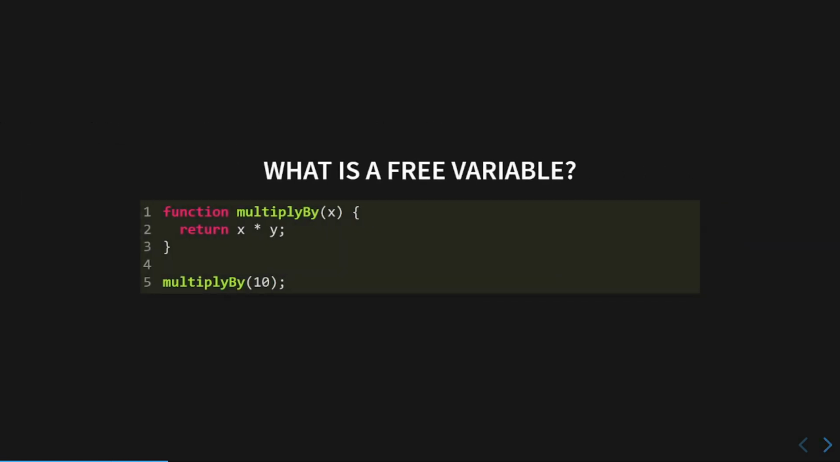So what is a free variable? Here I have a function called multiplyBy, and it has one parameter called x. But if we look in the body of it, it is doing a return x times y. In this instance, y is considered a free variable, and x is considered a bound variable. y is a free variable because it's not an argument to the function, nor is it defined anywhere in the body of this function. To evaluate this, we need to figure out where y comes from, and that depends on how the language is scoped. So we need to talk about scoping a bit.